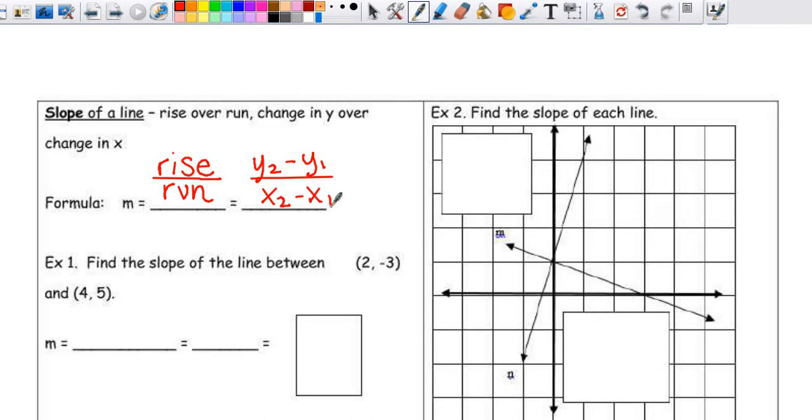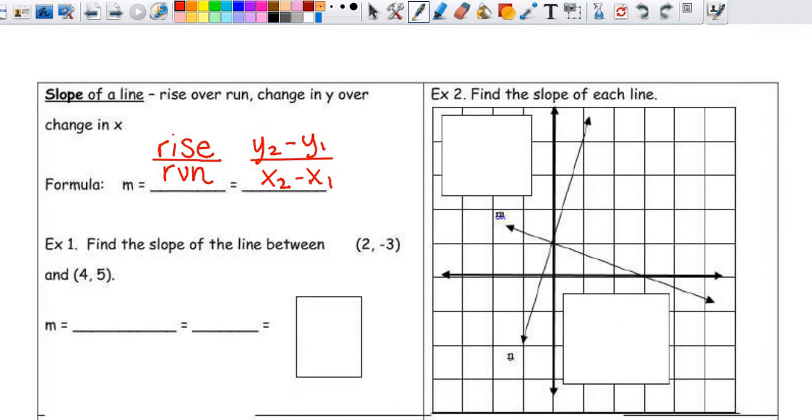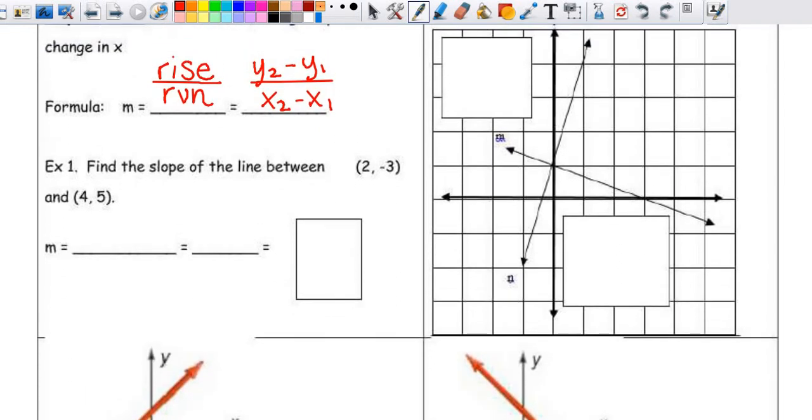All right, so let's do this first example. It gives us these 2 points. Find the slope of the line between 2, negative 3, and 4, 5. So my y's are on top. Notice again it's second coordinate minus first coordinate, just like it was in the distance formula. Let's label these points x1 and y1 and x2 and y2. Labeling those just as you get started will really help you make sure that you know which coordinate is which and you aren't making silly mistakes. Because if you mix these up, you will get the answer wrong, unfortunately.